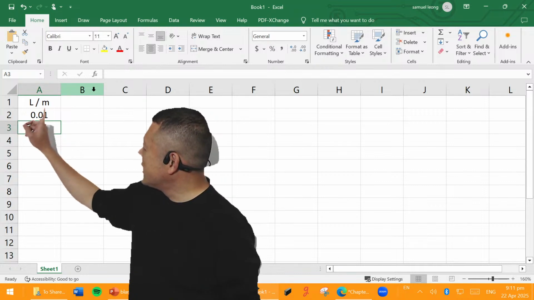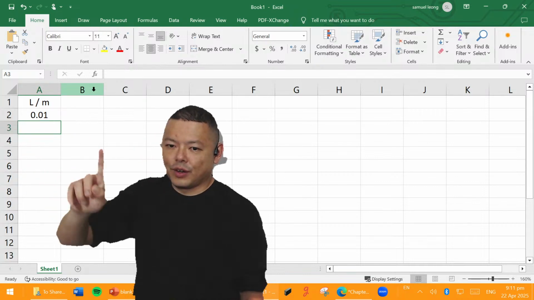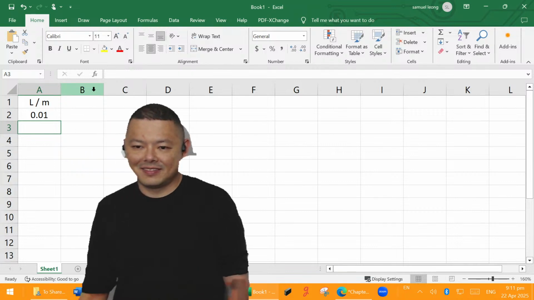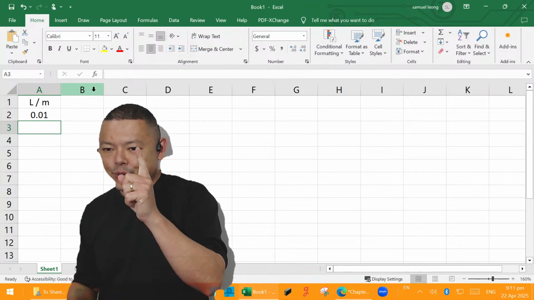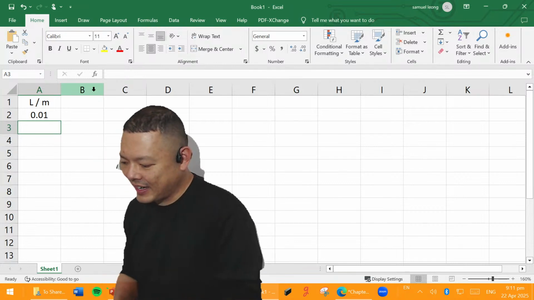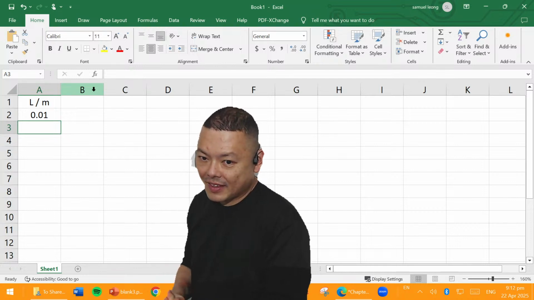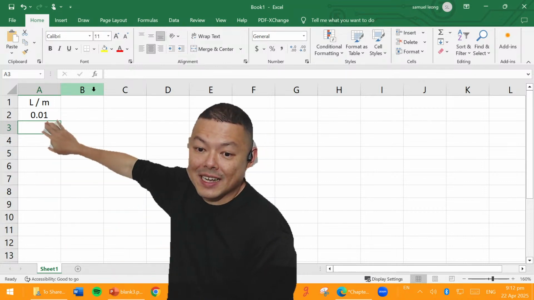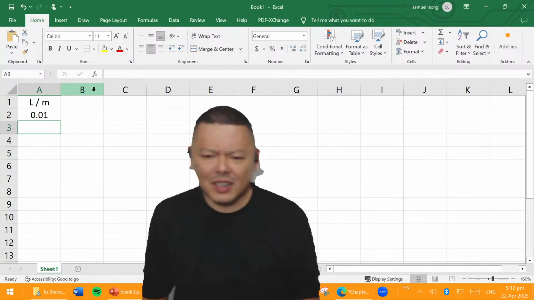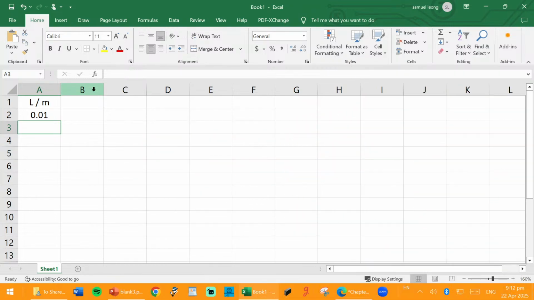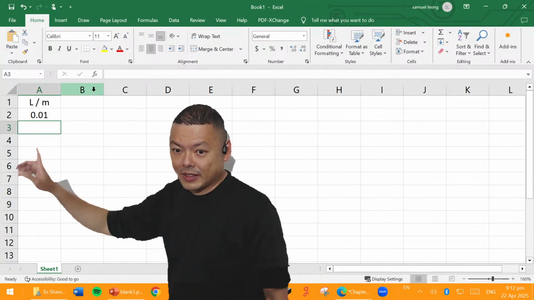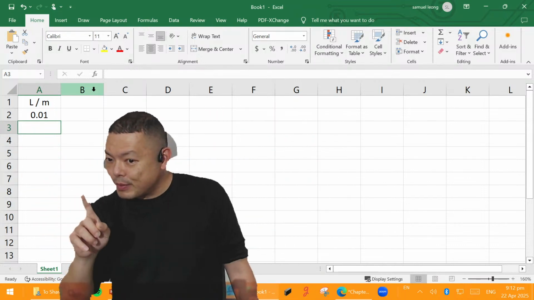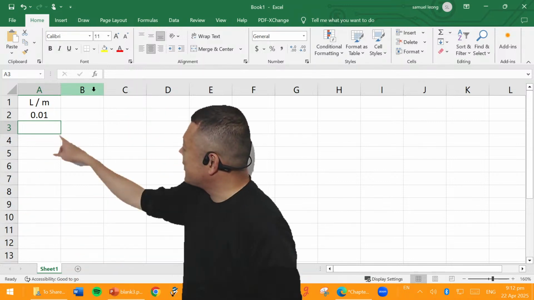Now you see, if you key it in like this, you're going to lose marks, because a meter rule can measure up to 1 mm. So 0.01 is 1 cm. Are you sure? Okay, it's 1 cm. If you key in like this, you're going to lose marks, because the meter rule is supposed to measure up to the 1 mm mark, which means that you need to put a 0 at the back.